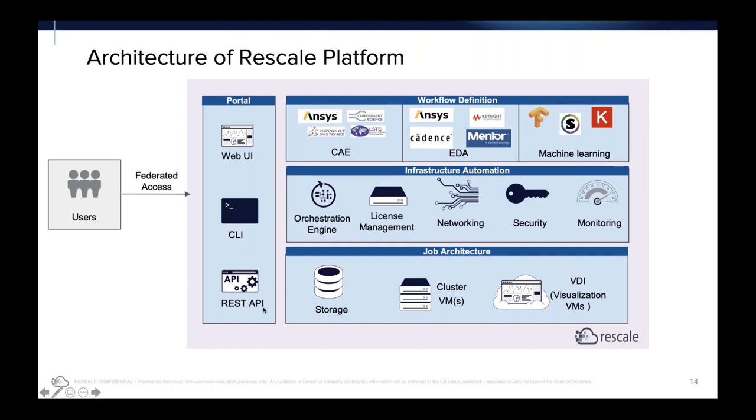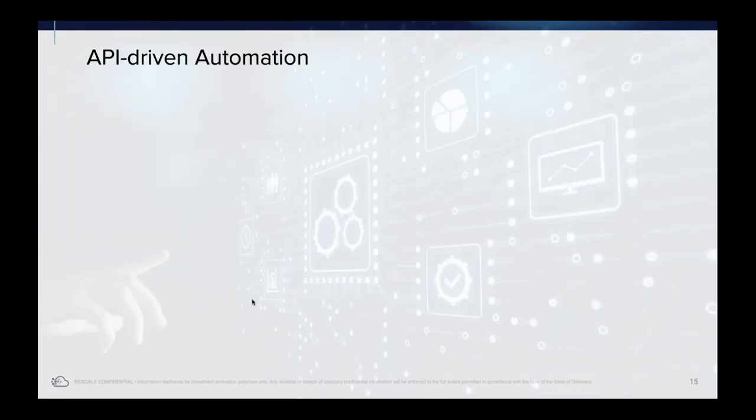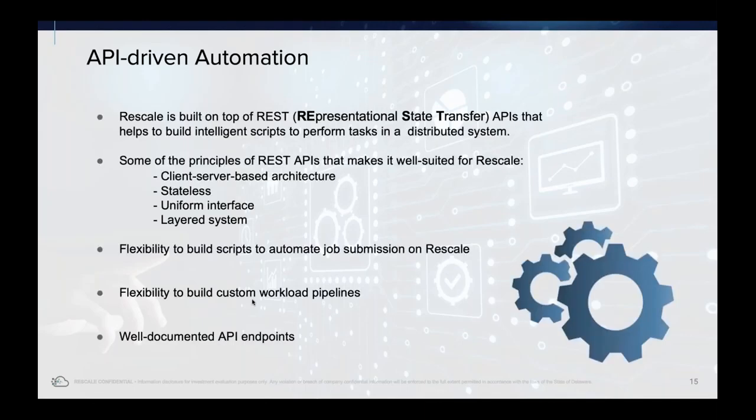Now, the third one is where you can use the API to do a variety of tasks, not just submitting a workload, but you can also automate the workload and build different types of pipelines. So in this talk, we'll talk about how you can use APIs to build automated workloads. Before we go there, let's first try to understand what a REST API is. I know a lot of you might be hearing this for the first time, so I just want to give a brief primer as to what this actually means.